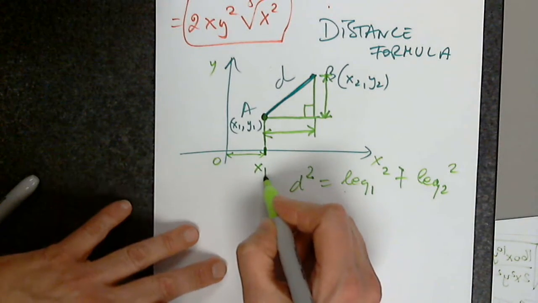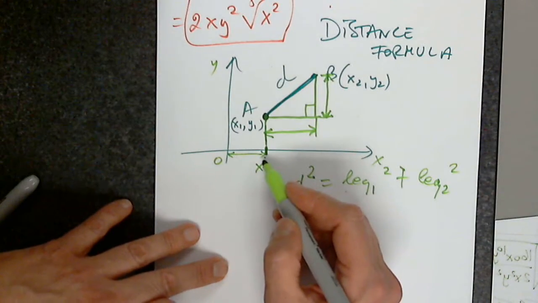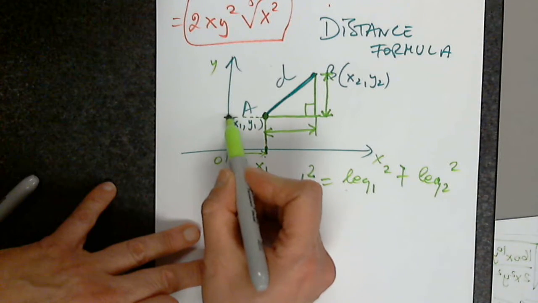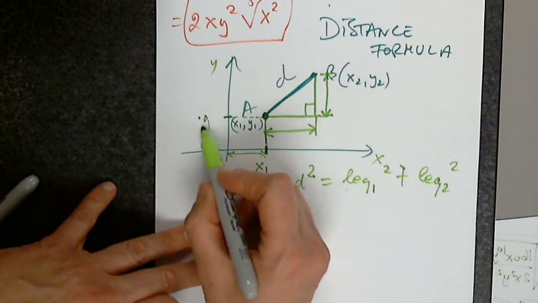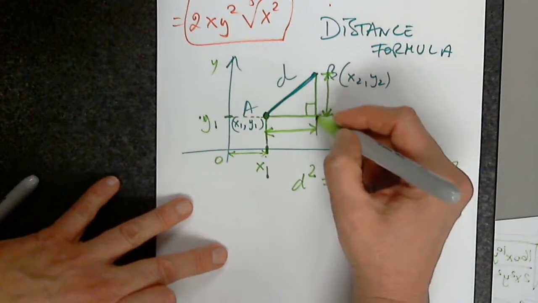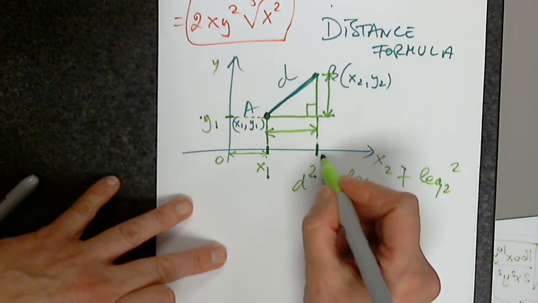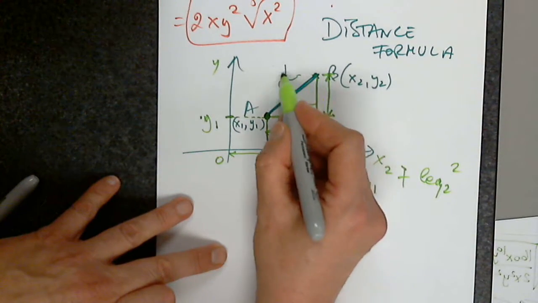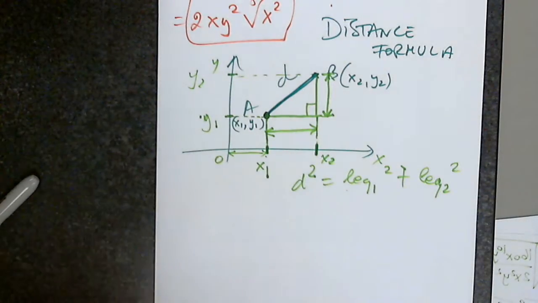It's x1. If x1 happens to be 1, then this will be 1. But it's x1. How much is this? y1. Yeah, if it happens to be 5, then it's 5. Good. What about this one? What is this? It comes exactly. And what is this? Good. So now I can find the distance.